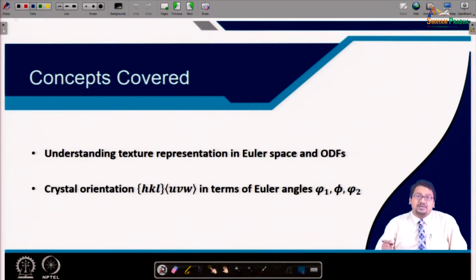the relationship between crystal orientation, that is, the orientation of the crystal with respect to important sample reference planes and directions (HKL, UVW, the rolling plane and the rolling direction in the case of the rolled specimen), in terms of the Euler angles phi 1, phi, phi 2, which is basically used to observe the Euler space.